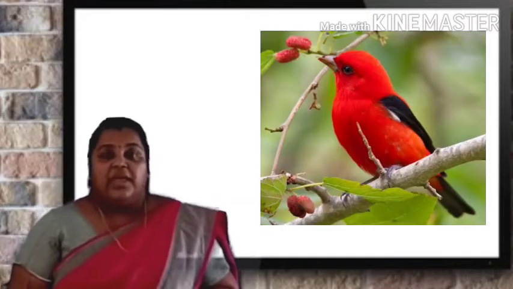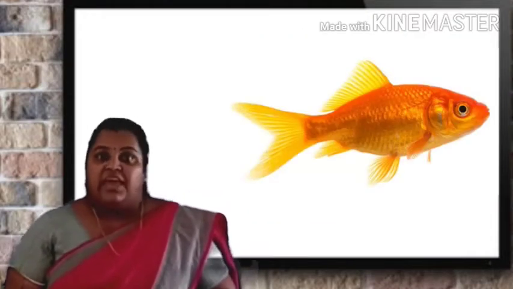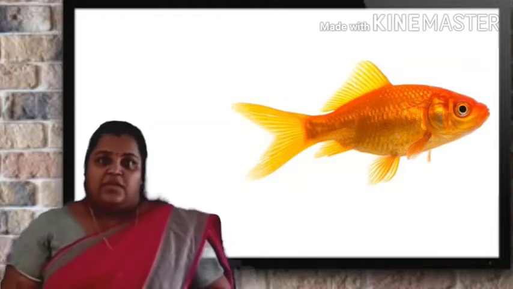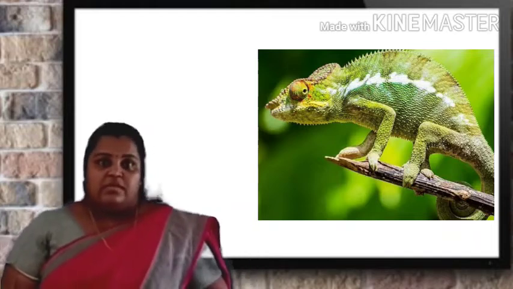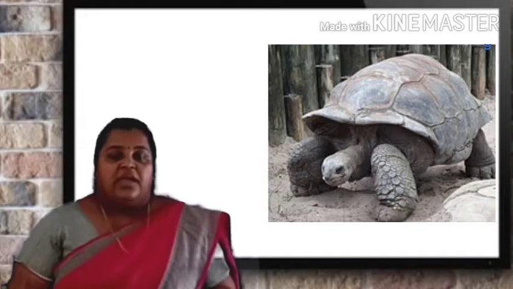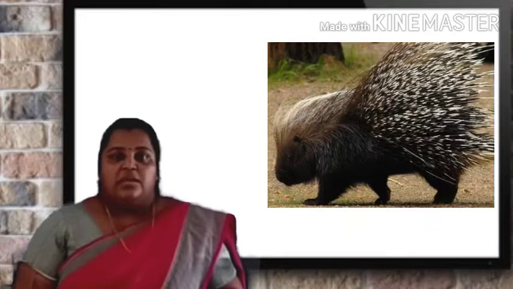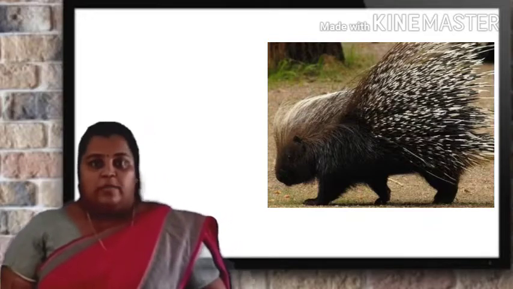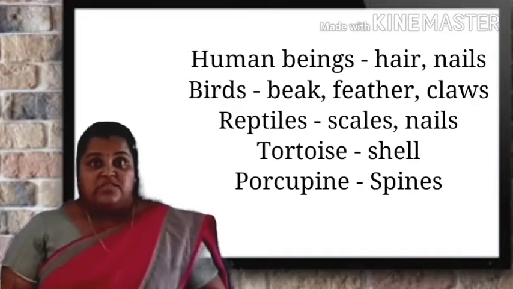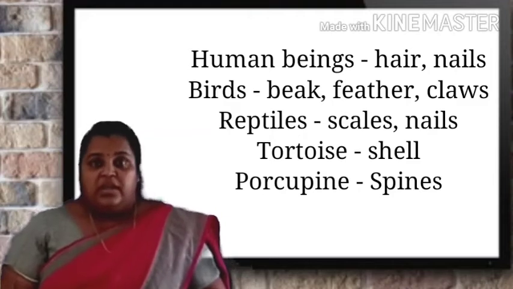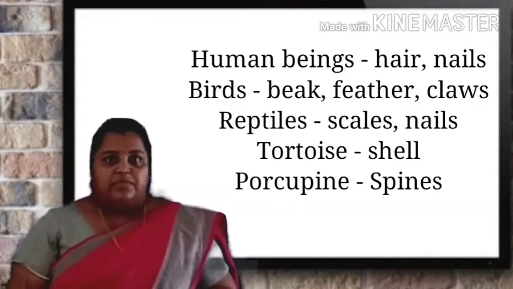Birds, they have beak and feathers. Fishes, they have scales and fins. Reptiles, they have scales and nails. Tortoise, they have a shell. Porcupine, they possess spines on their body. So all these are examples of organisms which come under endoskeleton but possess exoskeletal parts.